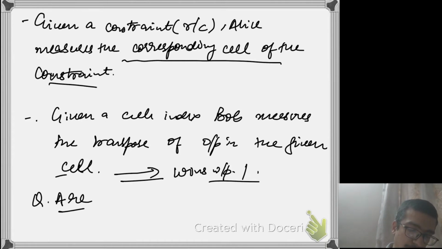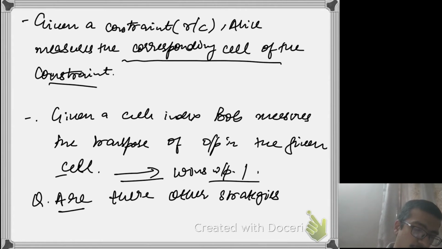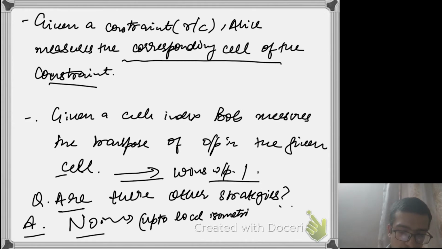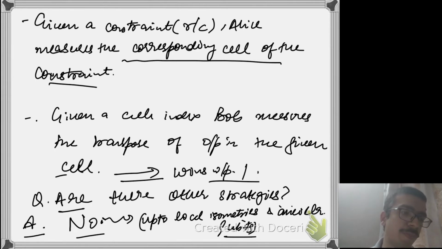So the question now is, are there other strategies? So what is the answer? Well, you might have guessed it. So there are none. So this is also true for the CHSH game, right? So when I say no, that means that, up to, so we are defining strategies which are isometric, so up to local isometries and ancilla qubits. So these operations are allowed, but apart from these there are none.